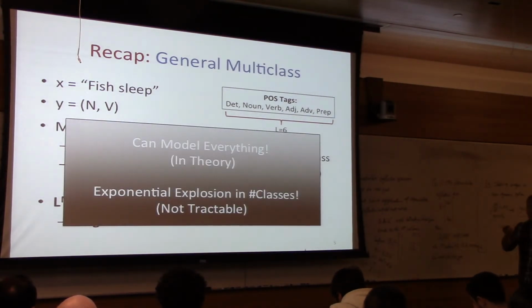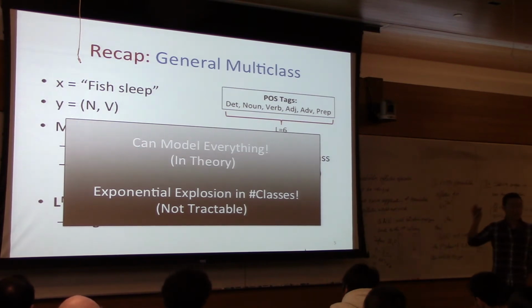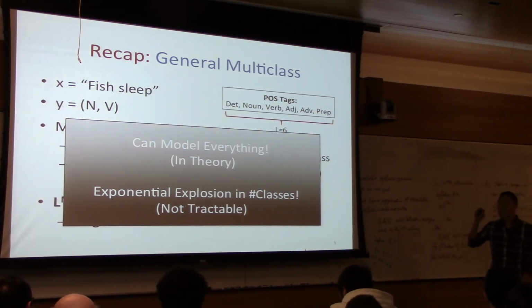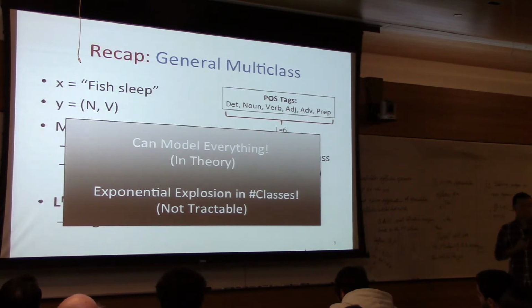Of course, this type of model can model everything in theory because it's unstructured. It can model any type of relationship, but that lack of structure comes at the cost of an exponential explosion in the parameter space of the model. So we don't want this.